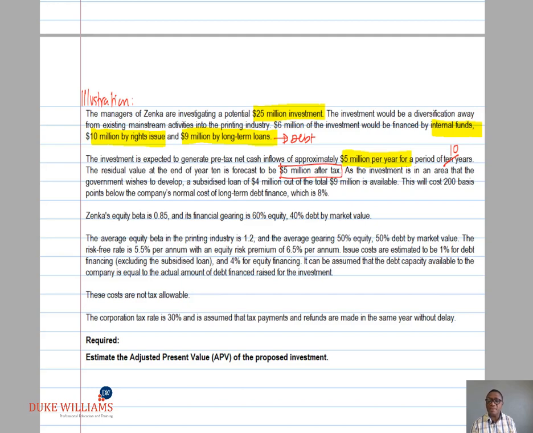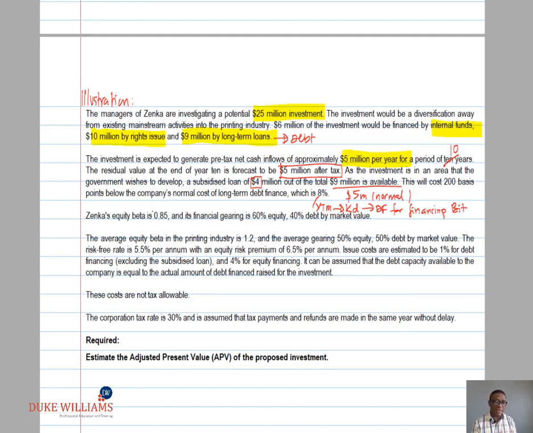Now, it says, as the investment is in an area that the government wishes to develop, it is given a subsidized loan of 4 million out of the total 9 million debt available. So then that leaves us with 5 million from normal sources. And it said this will cost 200 basis points below the normal cost of long-term debt, which is that. So then this is our yield to maturity, or our cost of debt, which is our discount factor for the financing bit of the APV.